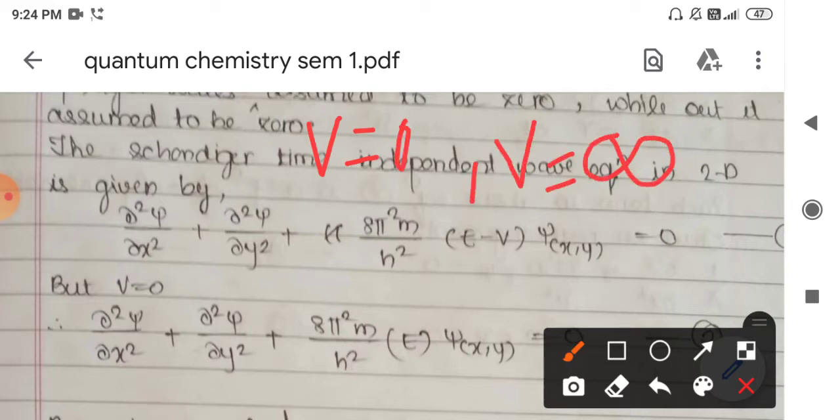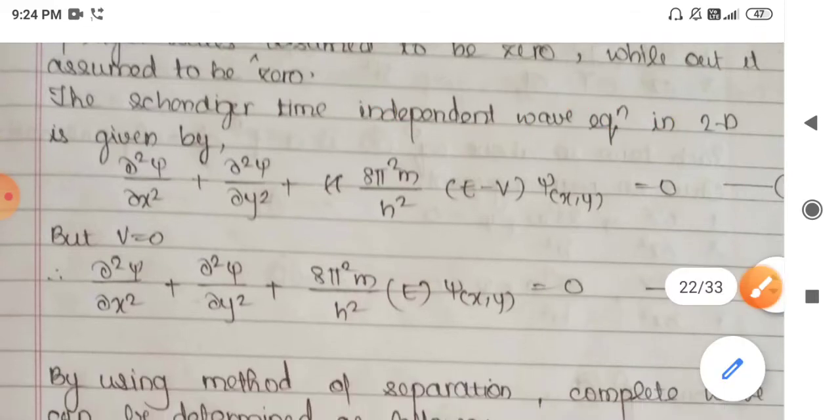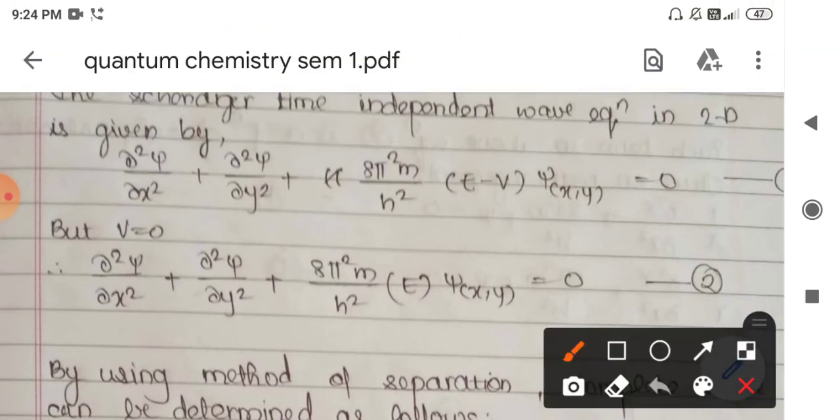Okay, so inside the box it is 0 and outside the box it is infinity. So the Schrodinger time independent equation for this 2D box will be d2 psi upon dx square plus d2 psi upon dy square plus 8 pi square m upon h square into (E minus V) into psi. But here psi is what? Psi is the function of x and y only. Okay, so that is the change.